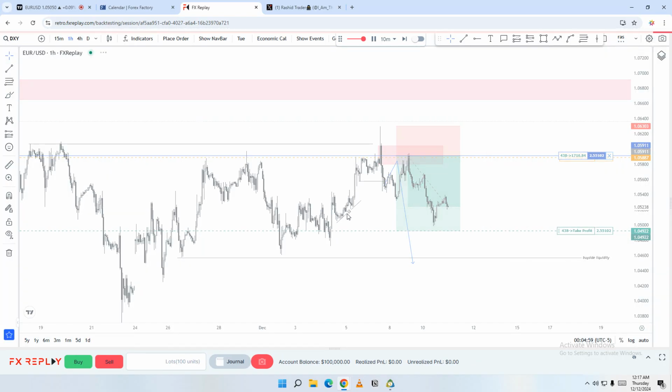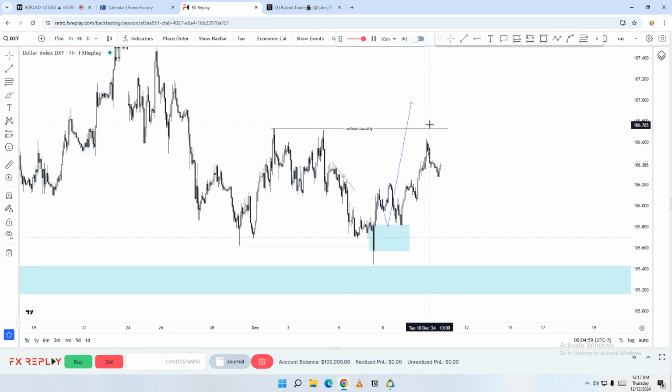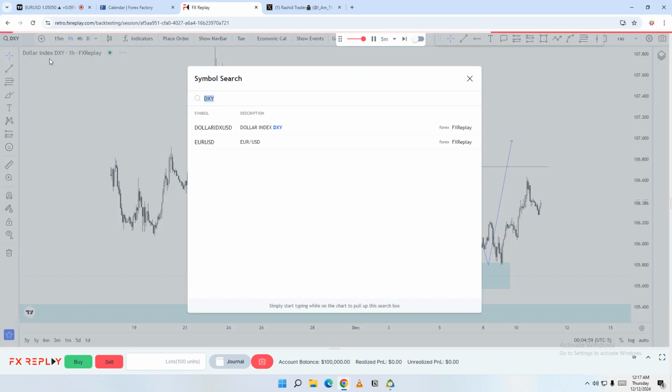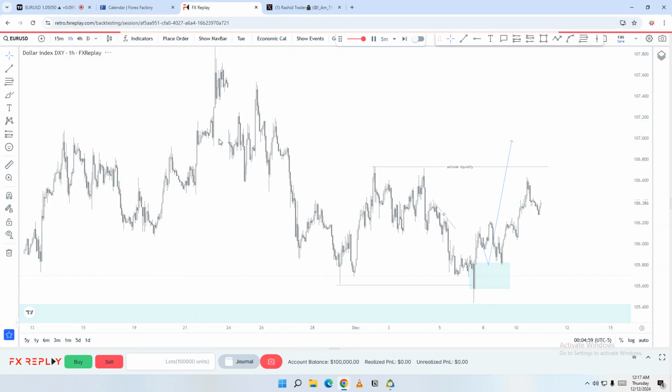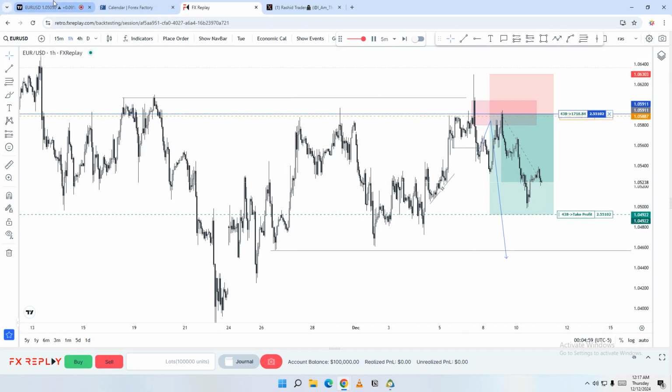DXY took out this relatively equal high. I think the data has not been added, but when the data is added, you can see that the right side liquidity was taken out. So guys, that was a trade I analyzed beforehand and took. I'll show more about this trade.